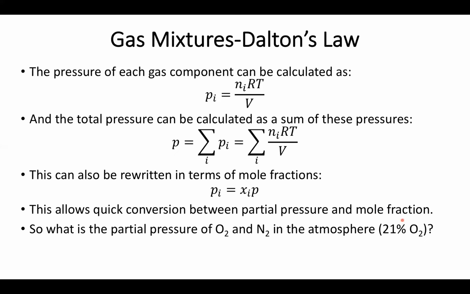So as long as I know that the mole fraction is 21% O2, I can quickly figure out the partial pressures of each component. Because with a total pressure of 1 atmosphere, I have a partial pressure of O2 of 0.21 atmospheres and a partial pressure of N2 of the remainder, 0.79 atmospheres. Again, this shows that the atmosphere is generally mostly nitrogen, with a higher partial pressure, and a minor component of O2.